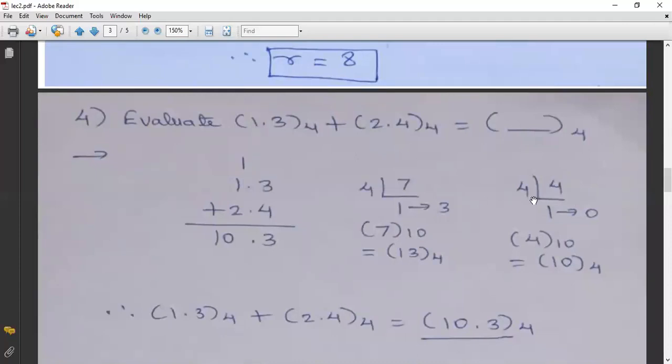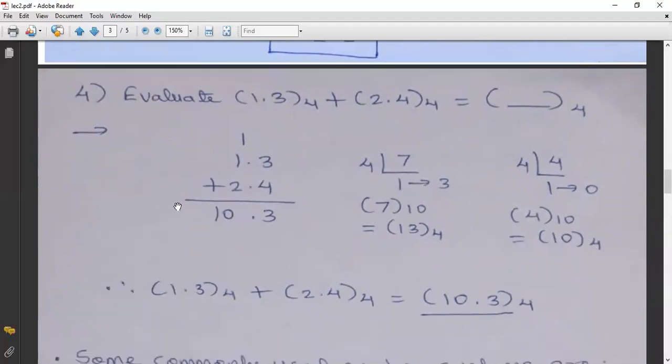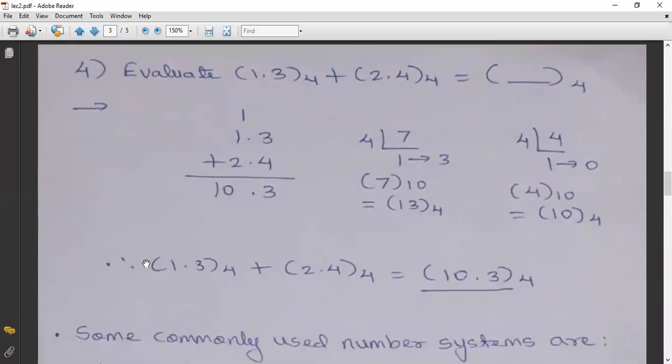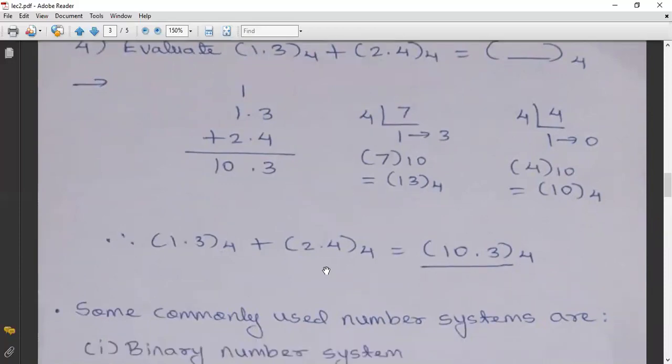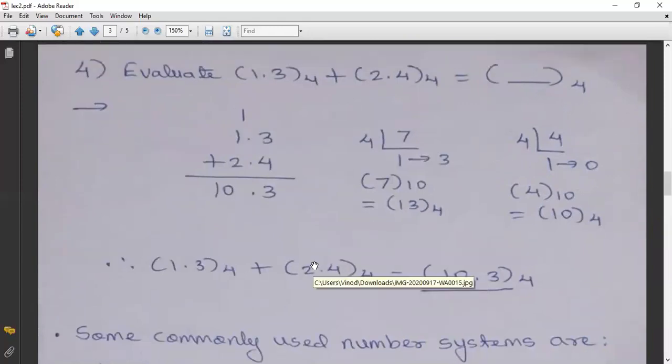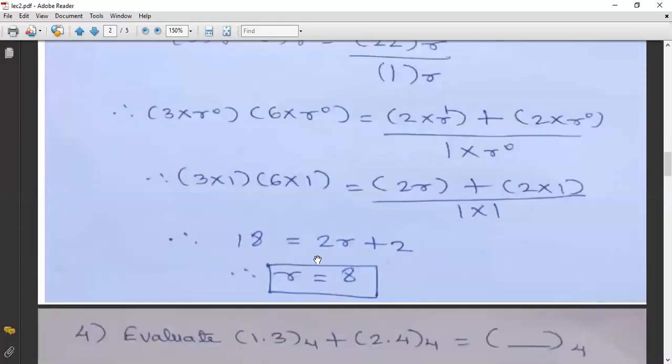Again, we are going to divide it by 4. So 4 ones are 4, remainder is 0. So write this number 10 in the form of a base 4 system. So 4 to the base 10 is equal to 10 to the base 4. Now we got the answer of this system: 1.3 to the base 4 plus 2.4 to the base 4 equal to 10.3 to the base 4. So that was all for the base system.